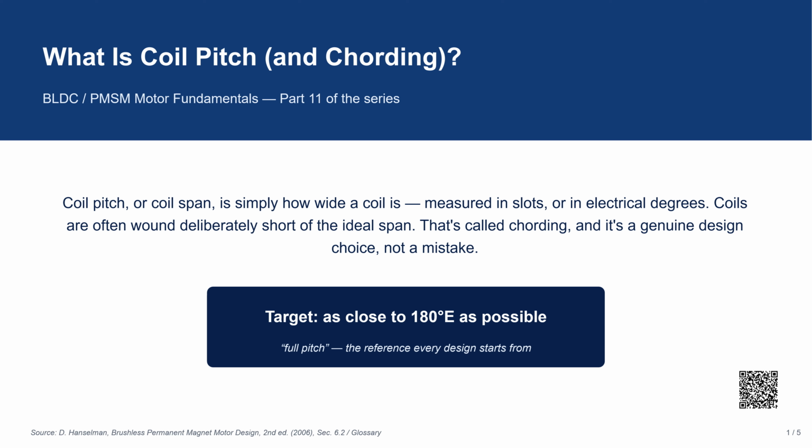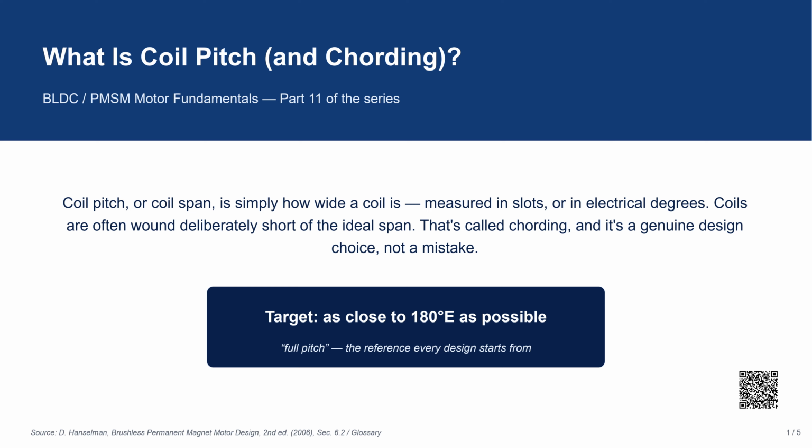Coil pitch, also called coil span. In plain terms, it's simply how wide a coil is, how far it stretches around the stator before coming back. You can measure it two ways, in slots or in electrical degrees, and both describe the same physical thing. Here's the part that surprises people the first time they hear it.